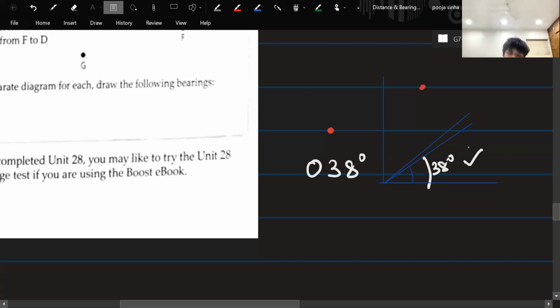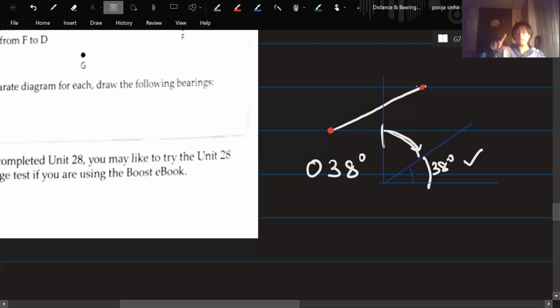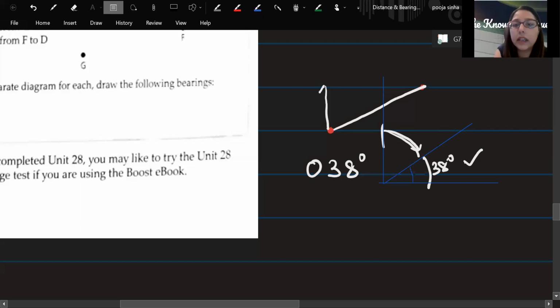Approximately. So to make a bearing, what you just did here is correct. But for bearing, you need to measure in this way, in the clockwise direction. So you always measure from this point to this point. So first we'll connect, and we'll put our protractor like this. Yes, and then this angle is what you need to measure when you're drawing a bearing.